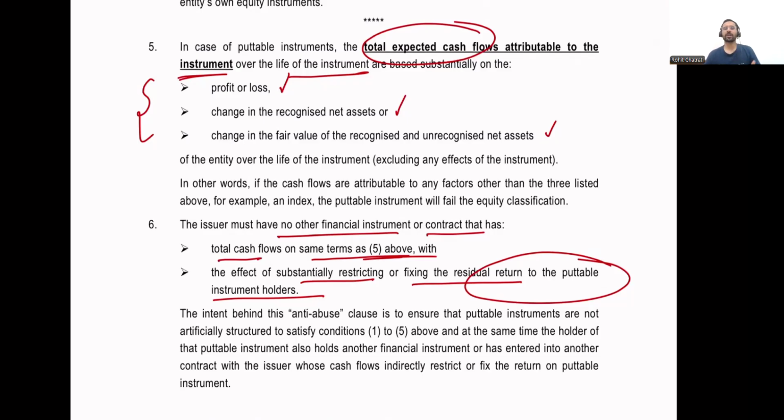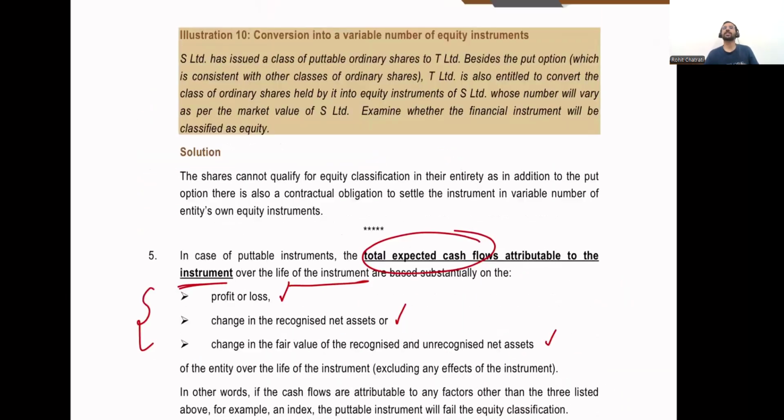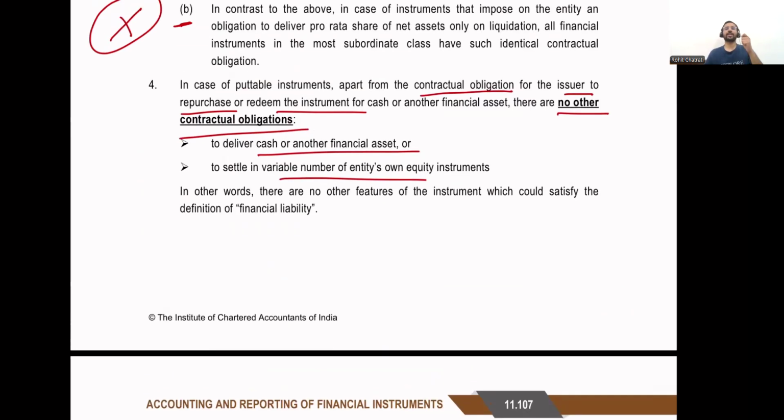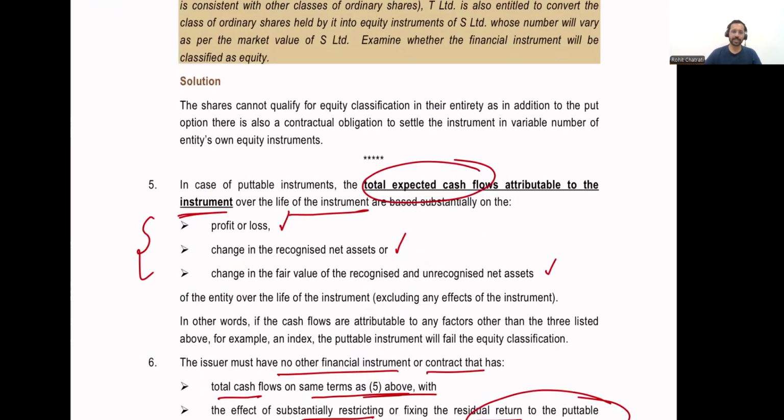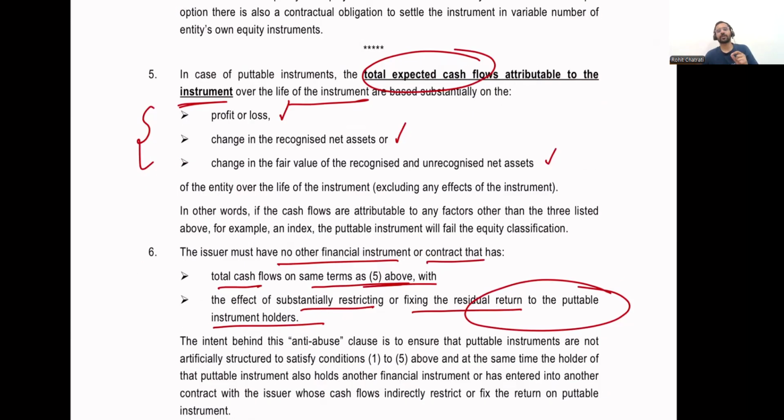All right, let's recap all the conditions. The first one is a pro rata share in net assets. The second one is with regard to subordination: there should be no priority over it. The third one is that it should have identical features, meaning you cannot have more than one class of subordinated instruments. The fourth one is that there should be no other nature of liability. The entity cannot have any other obligation to pay cash with respect to such an instrument other than the put option, or any other obligation to deliver a variable number of equity shares. Condition five is that the cash flows of that instrument should predominantly be driven by the profit or loss or changes in net assets.